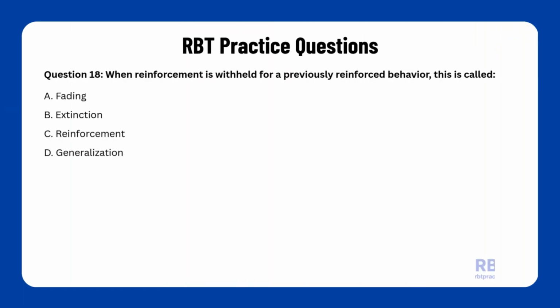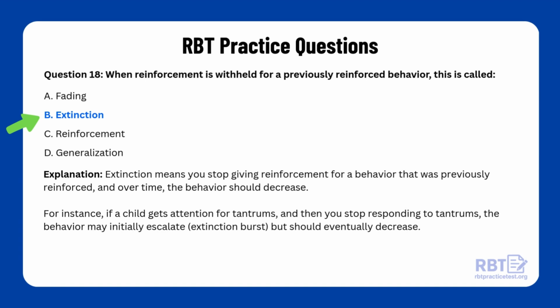Question number 18. When reinforcement is withheld for a previously reinforced behavior, this is called A. Fading, B. Extinction, C. Reinforcement, D. Generalization. The correct answer is B. Extinction means you stop giving reinforcement for a behavior that was previously reinforced. And over time, the behavior should decrease. For instance, if a child gets attention for tantrums, and then you stop responding to tantrums, the behavior may initially escalate, an extinction burst, but should eventually decrease.